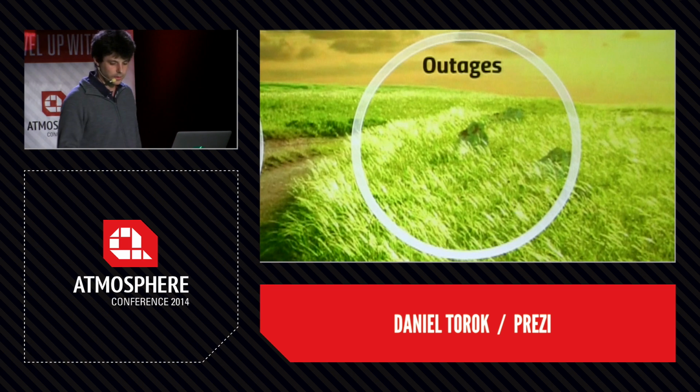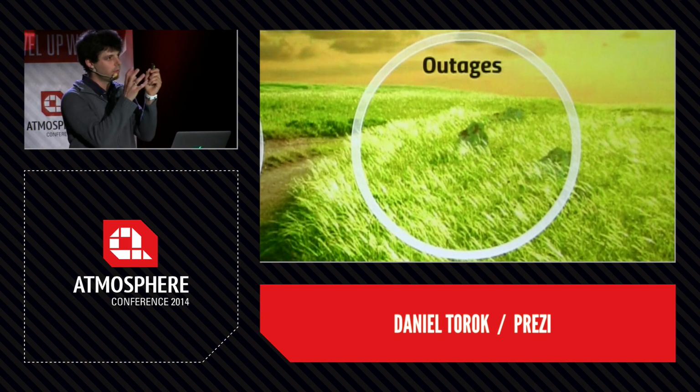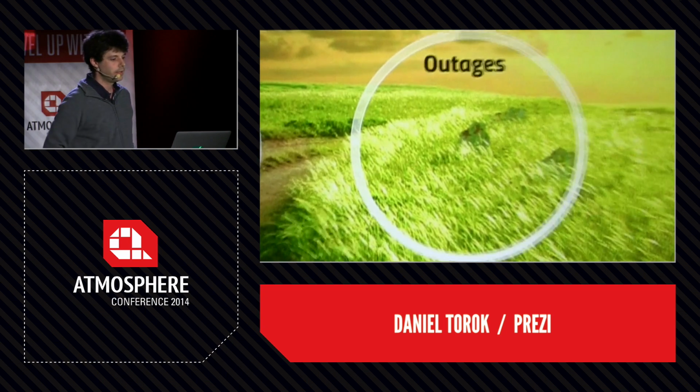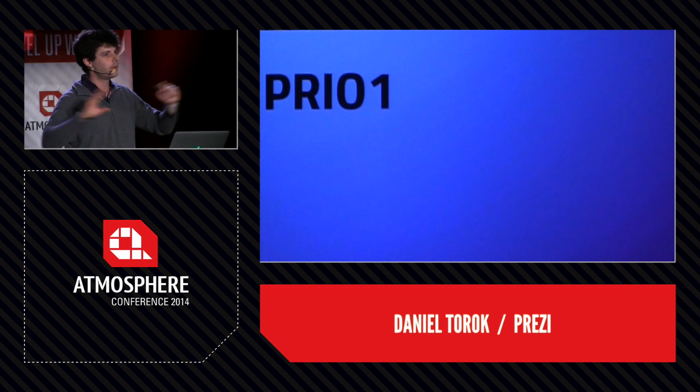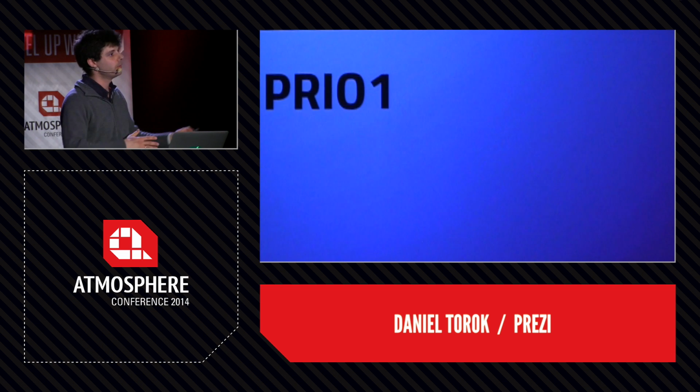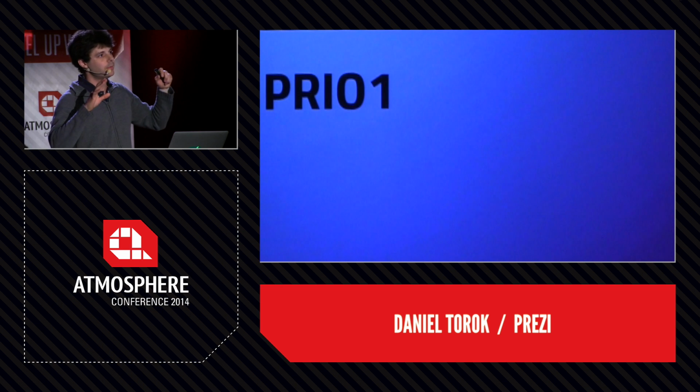But there are other outages that are very, very important for us, a special type of outage, and these are the prior ones. Prior one means that if we have this kind of outage, then everyone at the company's first priority is to come and help to fix the issue. In our case, if someone goes to a conference and cannot present because of our outage, this is a prior one, the most important thing for us.